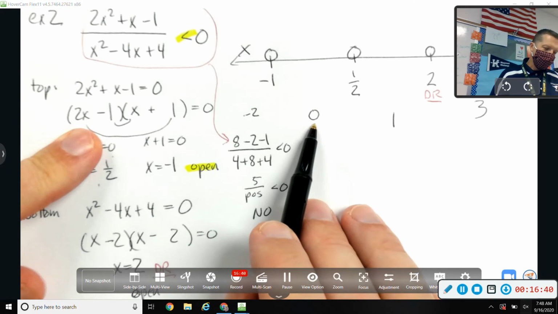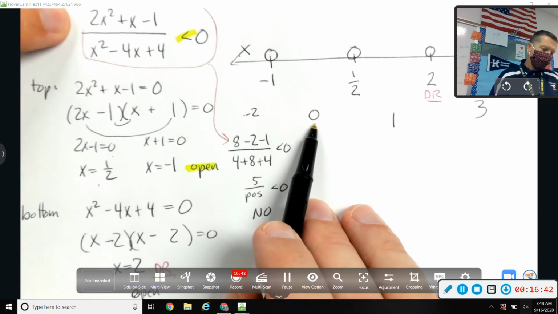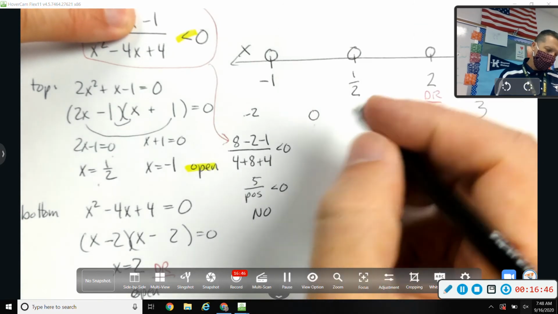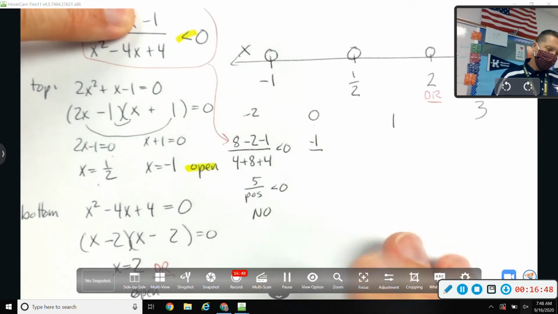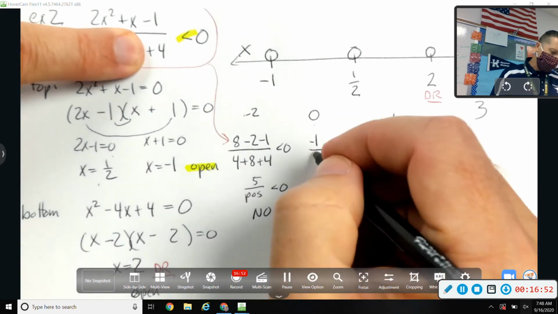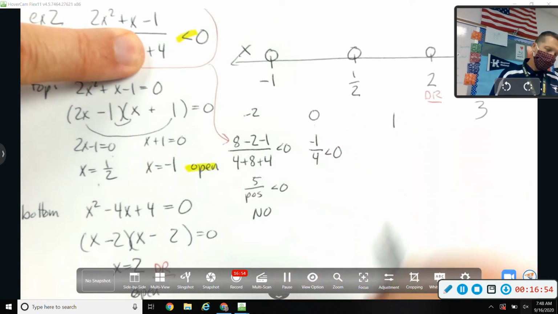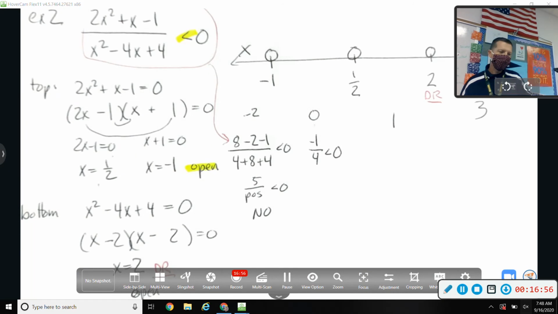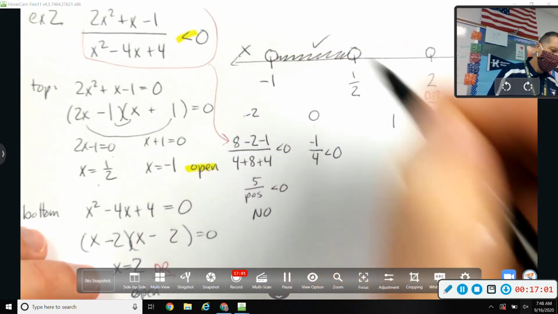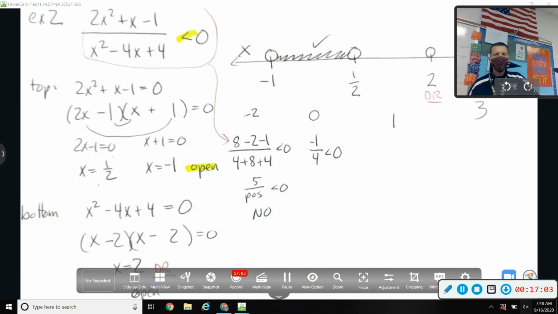Plugging in 0. This should be easy, because in the top, the 0 wipes out all the x stuff, and I'm left with negative 1. In the bottom, the 0 wipes out all the x stuff, and I'm left with positive 4. Negative 1/4 less than 0? Yep, that's true. My alternating rule is working.